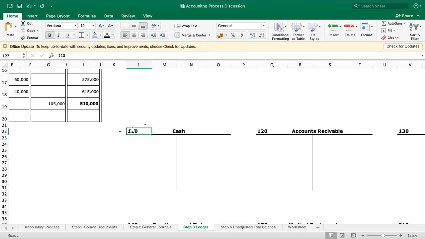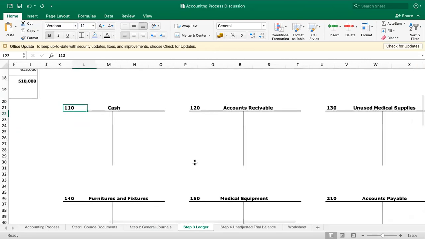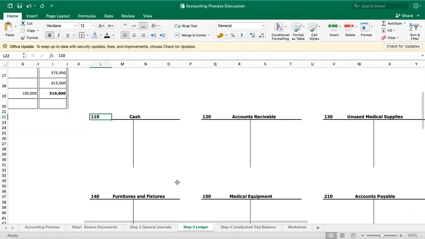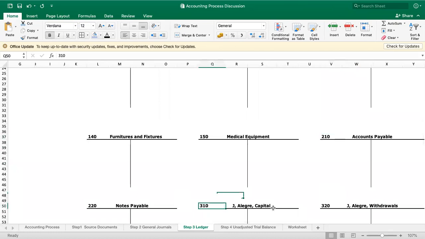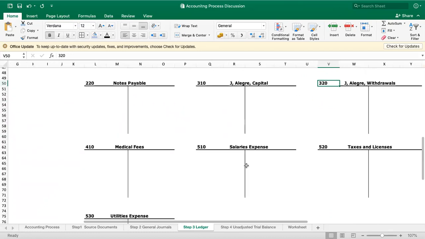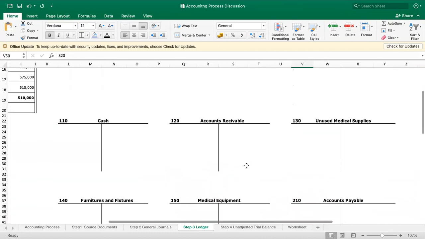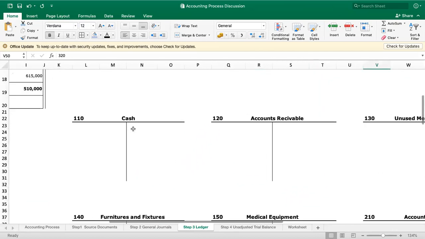So you have 110, the cash. So basically, we'll start with assets. These are all assets, 'di ba? From 110 to 150. Then liabilities 210, 220, then you have the capital 310, 320, you have the income, and you have the expense accounts here. So this T account, again, is shaped like the letter T. So here, this is the T account of cash on hand.